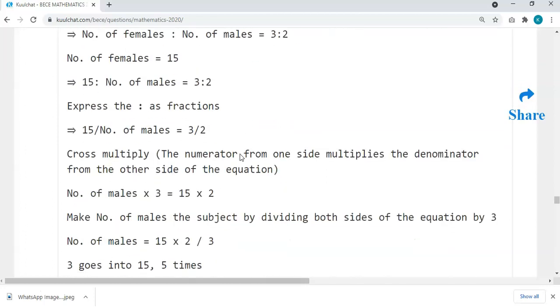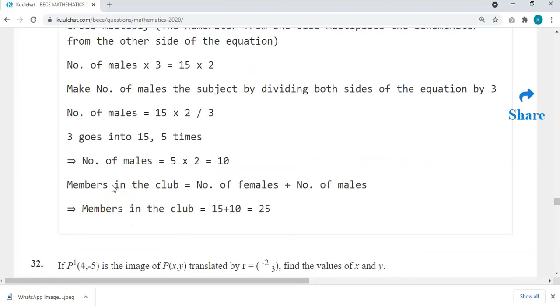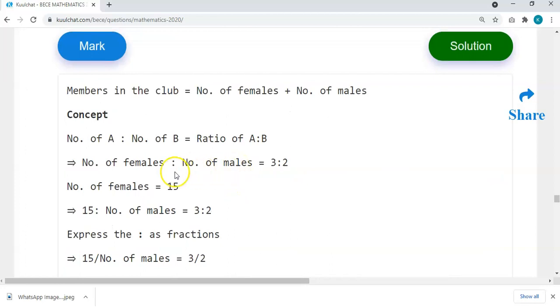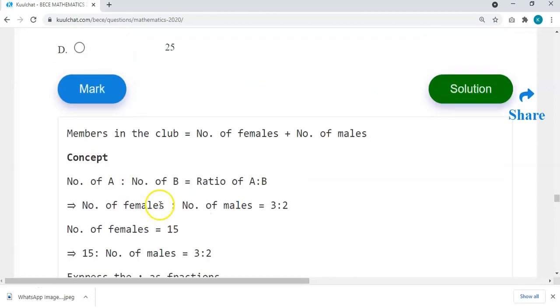Okay. So in this one, we also use the same concept, but with a different approach. So either you do it that way, or you use this approach too. This approach: number of A over number of B is equal to ratio of A to ratio of B. So remember, the number should correspond to each ratio. If you miss them, then you will not get the answer correct. So the number of females to number of males should give us the ratio we were given.